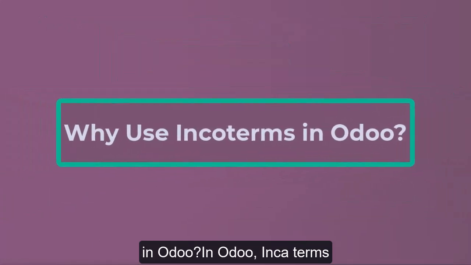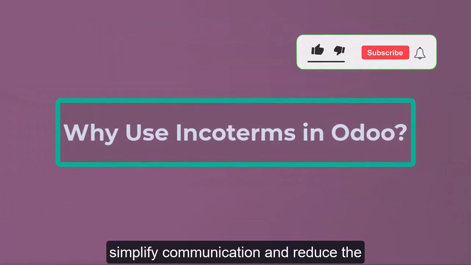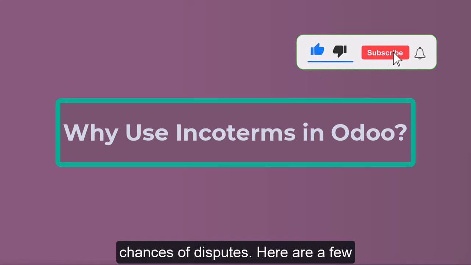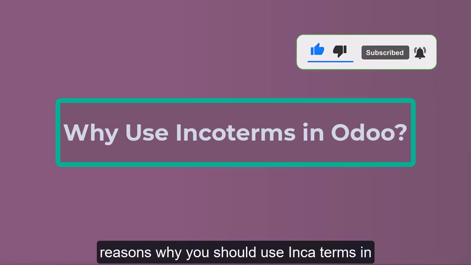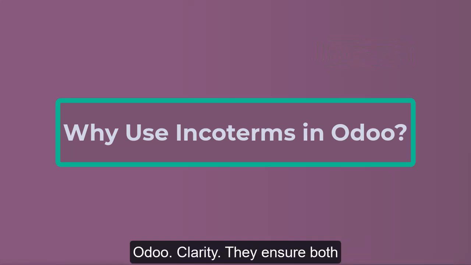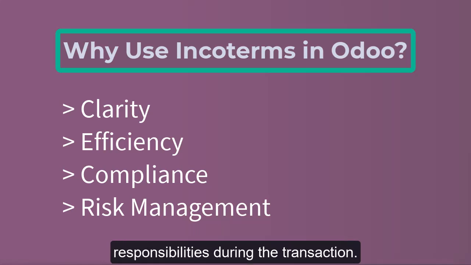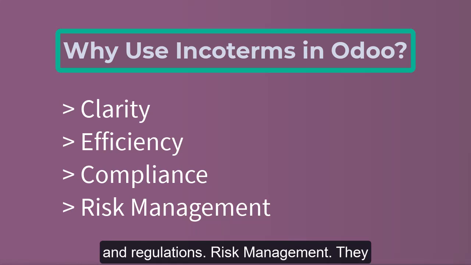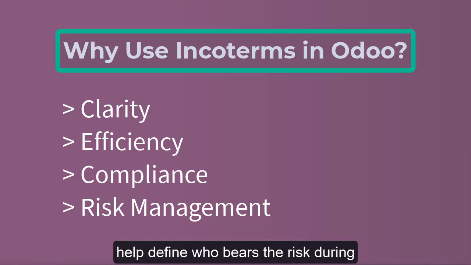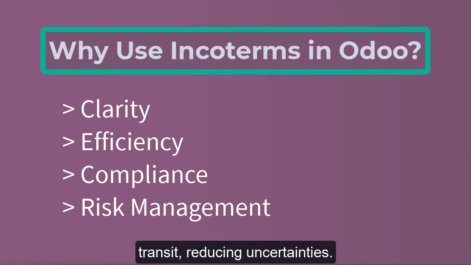Why use Incoterms in Odoo? In Odoo, Incoterms simplify communication and reduce the chances of disputes. Here are a few reasons why you should use Incoterms in Odoo. Clarity. They ensure both parties understand their roles and responsibilities during the transaction. Efficiency. Default Incoterms save time by automatically populating fields on invoices and bills. Compliance. Using the correct Incoterm ensures compliance with international trade laws and regulations. Risk management. They help define who bears the risk during transit, reducing uncertainties.